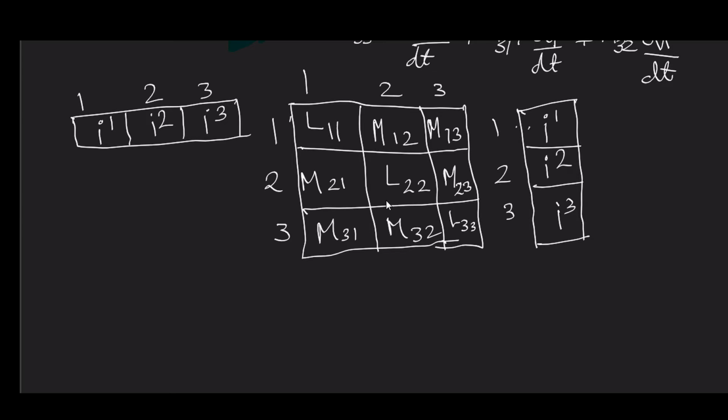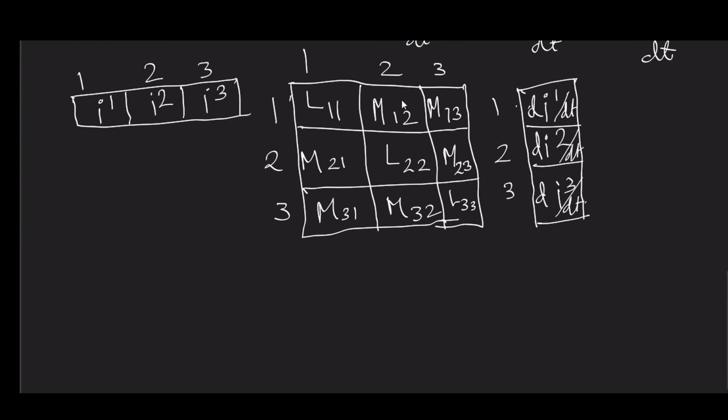Obviously here it should be like di1 by dt, di2 by dt, di3 by dt. So another way we can do this is that, as we are assuming this matrix is constant, we can take help of the operator. And what modification we can do from this, like we can replace this di1 dt this way.